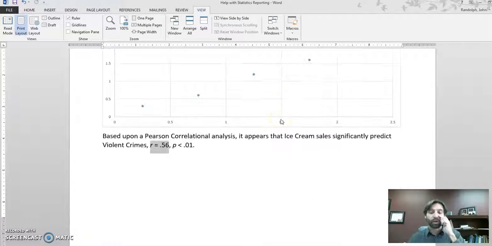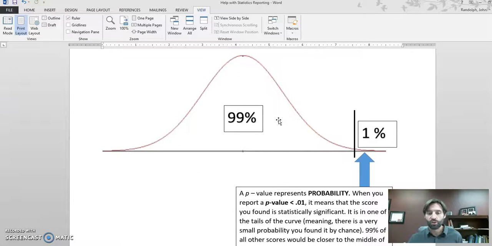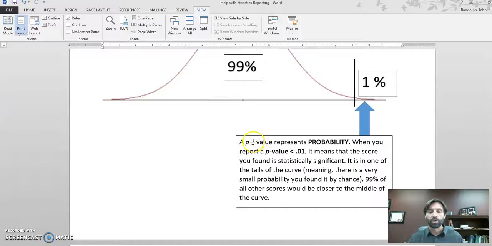Okay, so that's correlation. Let's move on quickly to a t-test. A few of you are looking at t-tests, and we're examining differences between groups. So now we're not looking at a shared relationship. We're trying to examine a difference. Is there a statistically significant difference between two scores? And we'll also report this thing called a p-value. And a p-value represents probability.